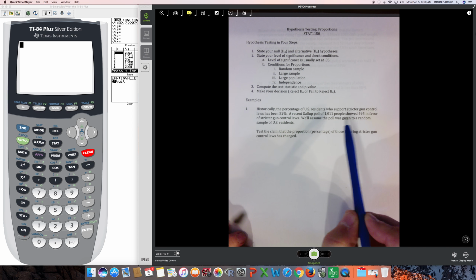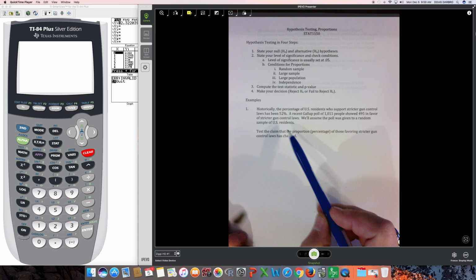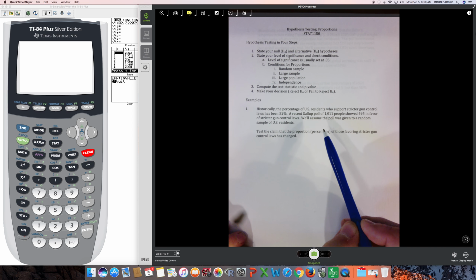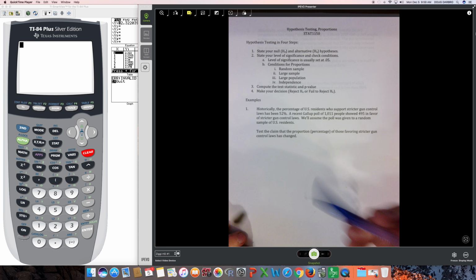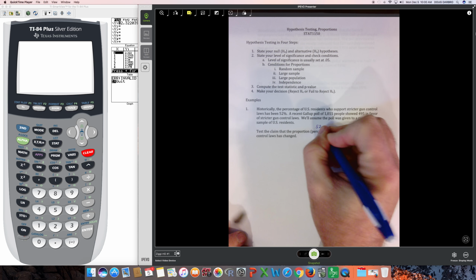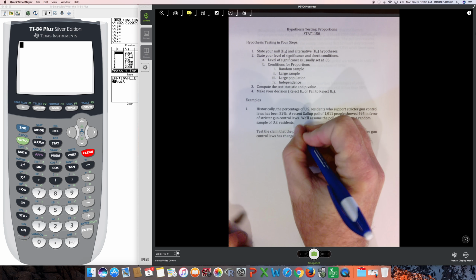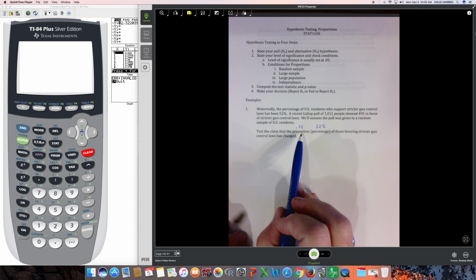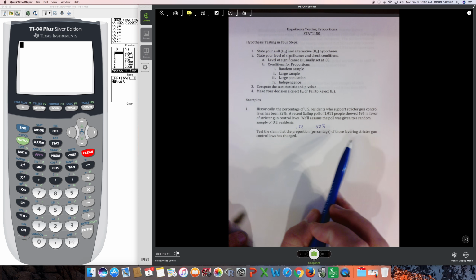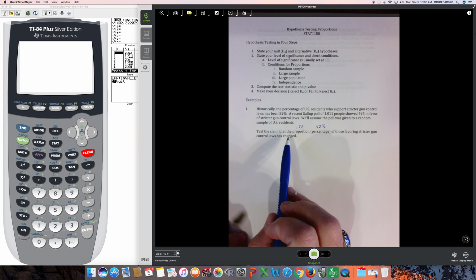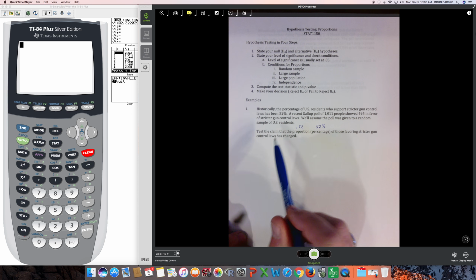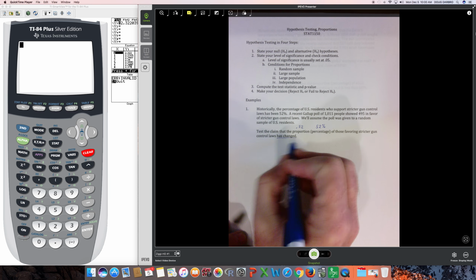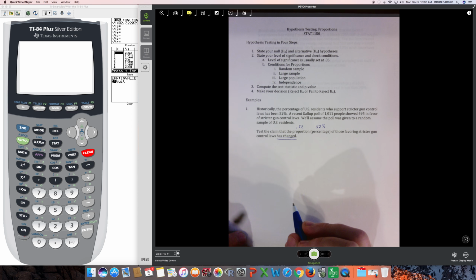So we're going to assume the poll was given to a random sample of U.S. residents. Test the claim that the proportion or percentage, now guys, these are the same thing. The percentage here is 52%, and the proportion is just 0.52. We typically look at the proportion because that's the way the technology addresses the problem. So we're going to test the claim that the proportion of those favoring stricter gun controls has changed. Now, in reading the problem, this is the kind of thing that you look for initially: has it changed?